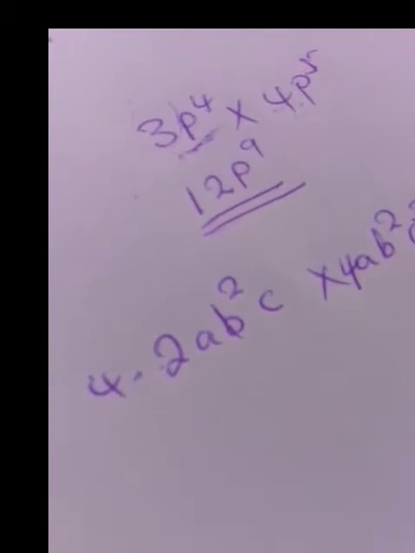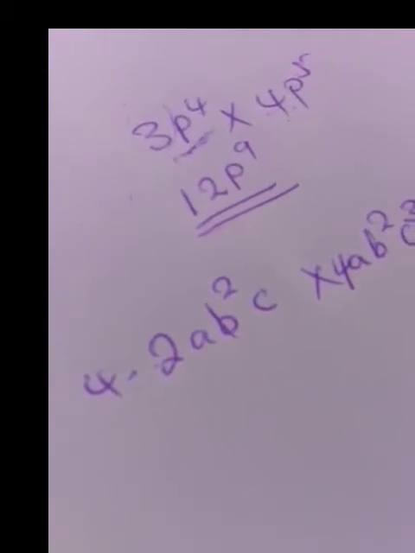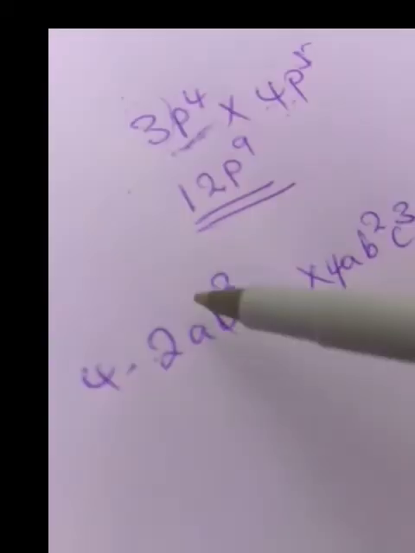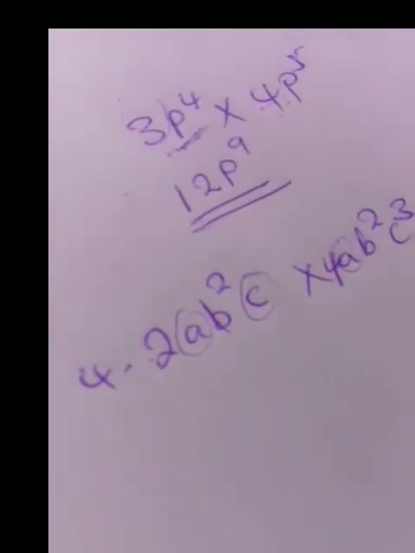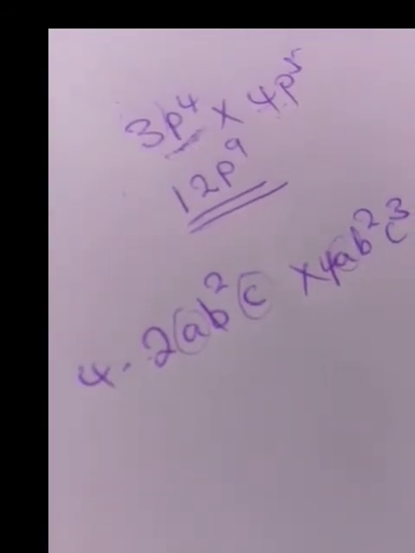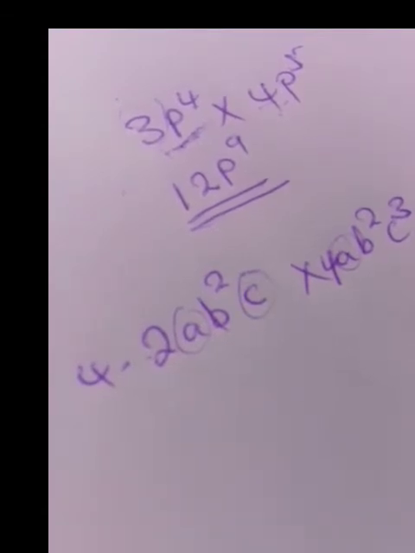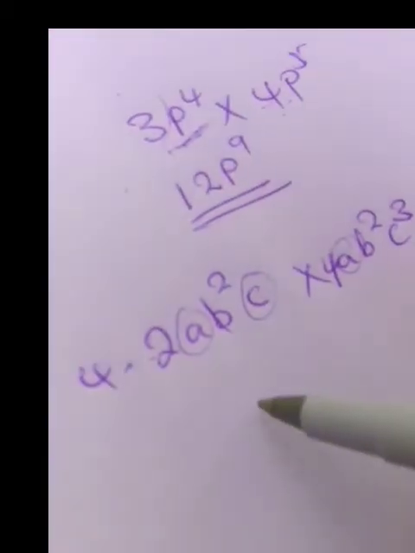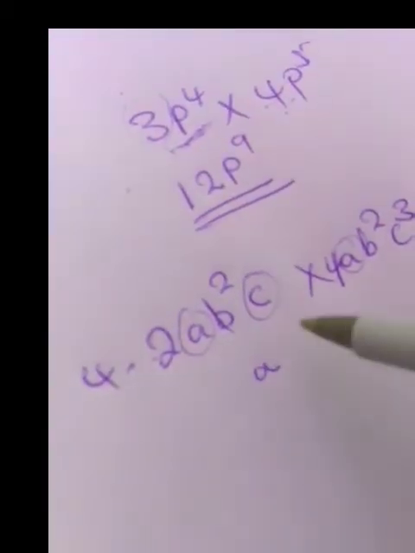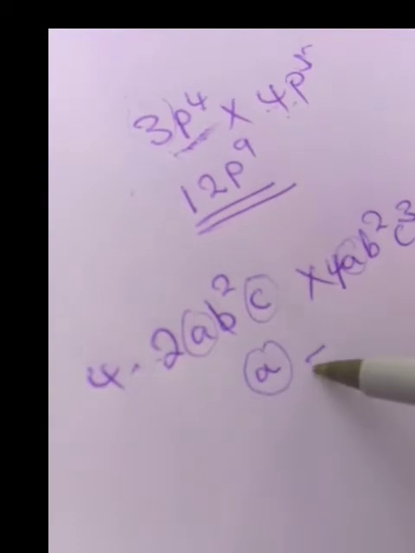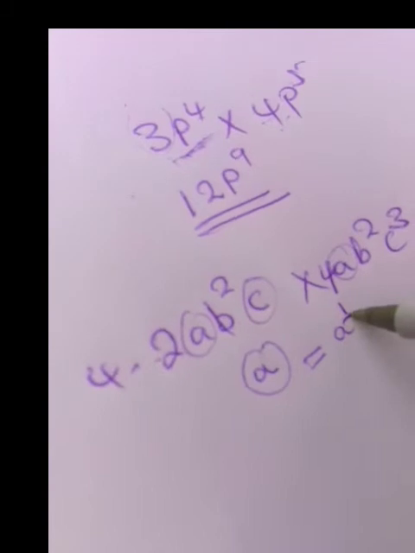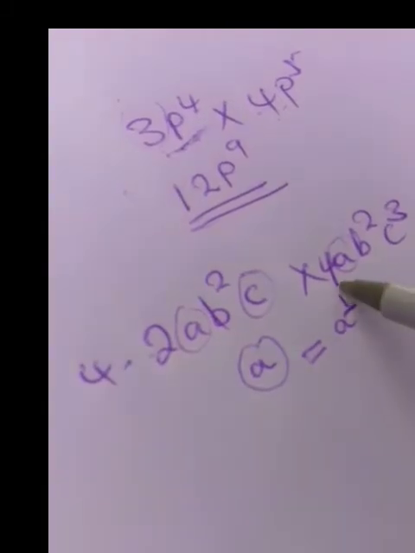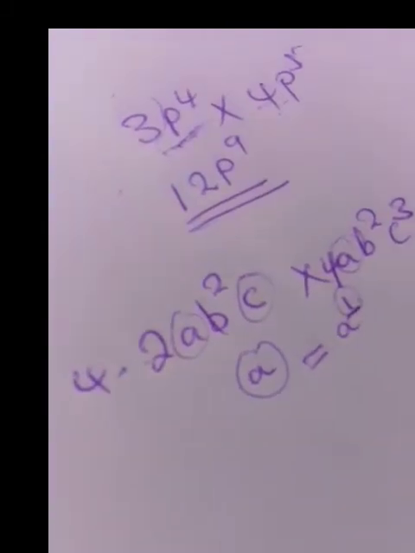As you see here, our question is a little bit different. Our a, our c, our a seem to have no power. Our rule tells us that whenever a base appears to have no power, our power is 1. Like we have an a here that appears to have no power, then our power is 1. So it's a to the power 1. The power is just silent, but it is there. Our power is 1.